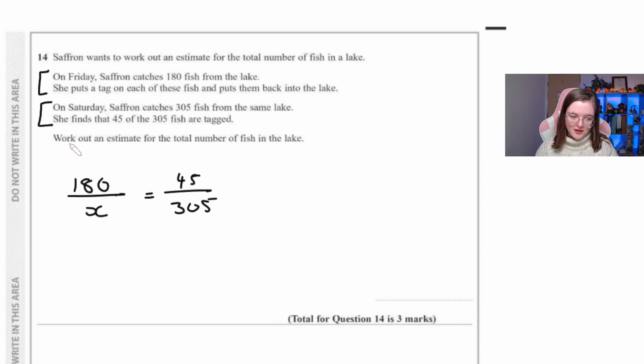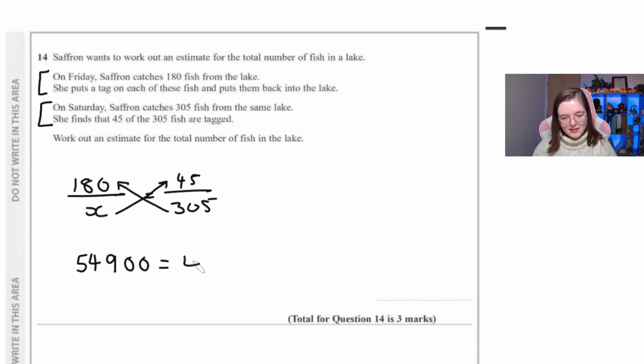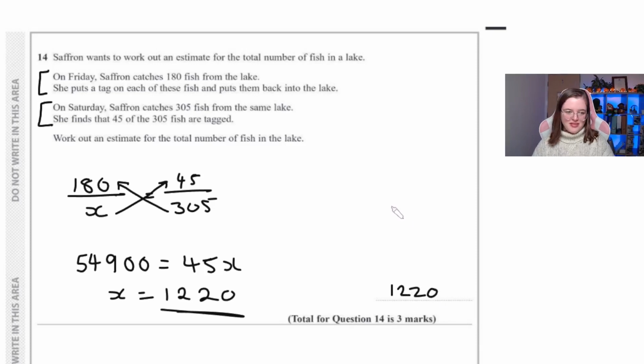Easy peasy. So if we cross multiply from here, that times that, and that times that, we get 180 times 305. 180 times 305, which is 54,900, is equal to 45 times x, so 45x. Then if we divide this number here by 45, we get x equals 1,220 fish. There we are. So 1, 2, 2, 0. And that is 3 marks.